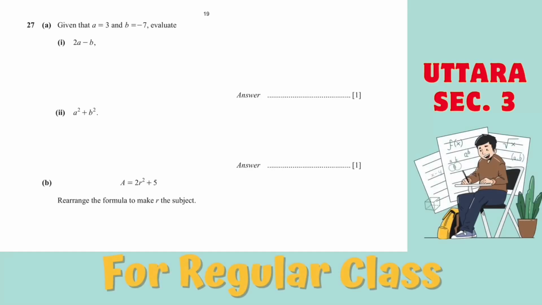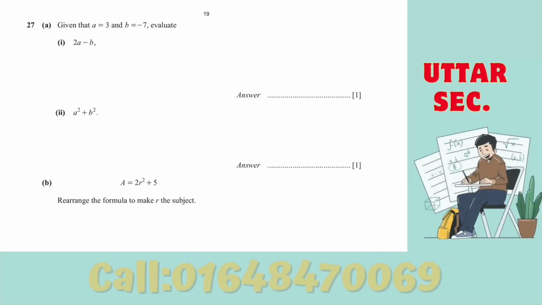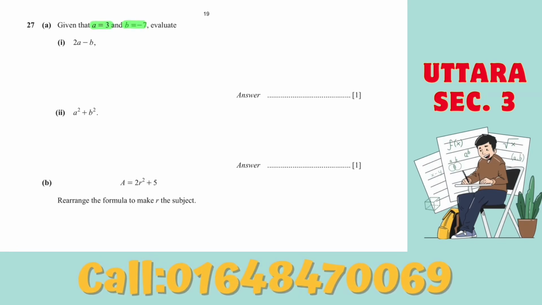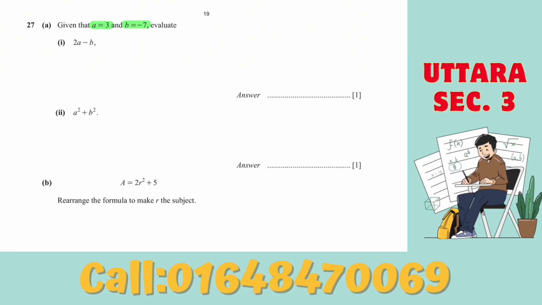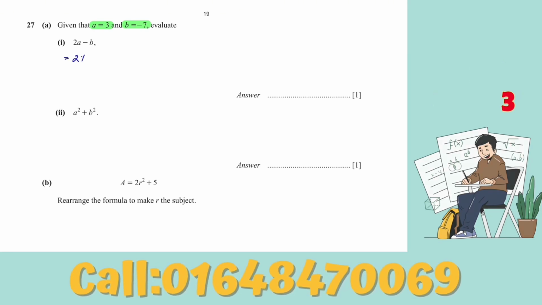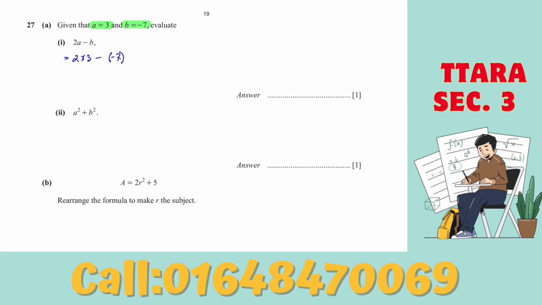আছে এখানে ফার্স্ট অফ অল বলা আছে 2a minus b, okay, and where given that a is equal to 3 and b is equal to minus 7. Okay, let's use the value. Okay, so the value will be 2 multiplied by 3 minus 7.